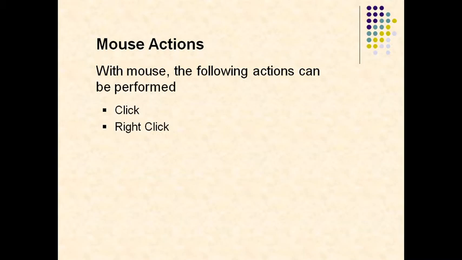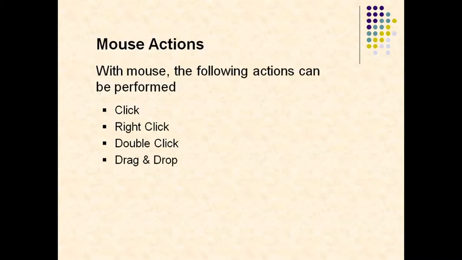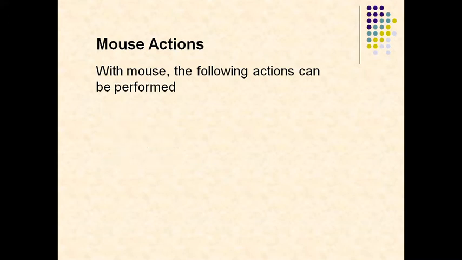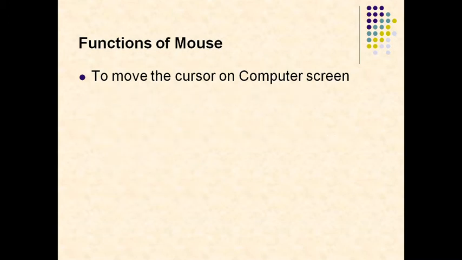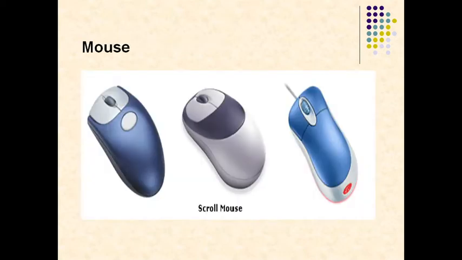In the next slide, we are discussing the mouse actions. The mouse contains parts, you can see here the picture of the mouse. Here you have a left button, right button, and middle button. Okay, students, and there will be a scrolling ball at the bottom of the mouse which is used for scrolling.